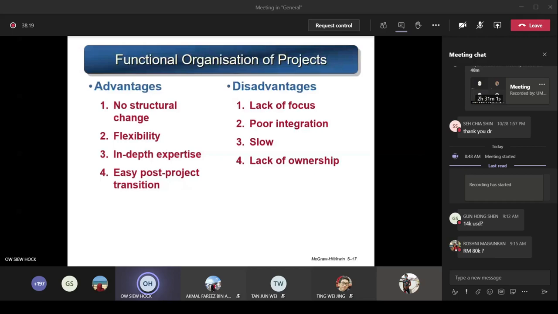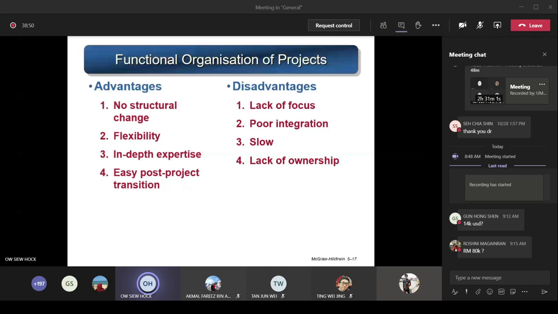The disadvantages: you lack focus. When you are doing your own job and are assigned another task, you're not so focused. There is poor integration, because people are involved from different units. Some of them will say, okay, I do my job first, yours is not so important. I'm assigned the project, but let me do my job first. I finish mine, then only I do yours. So it's not good in the sense that I'm not really going to focus on your job. You wait for me first, let me finish my important job, then only I do your job.